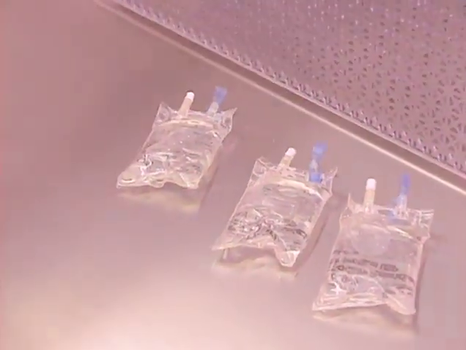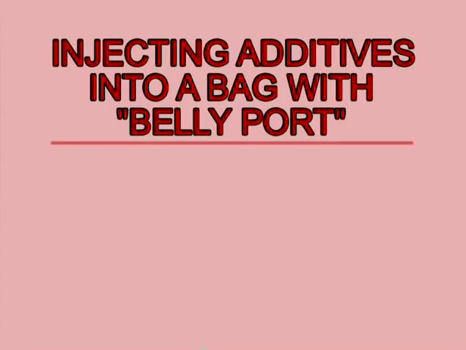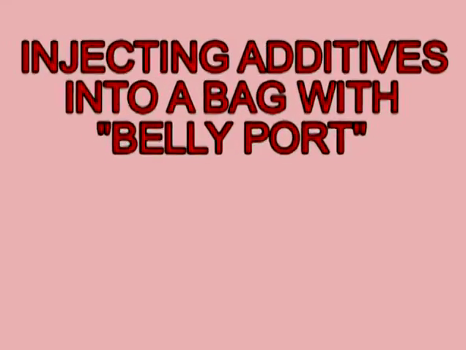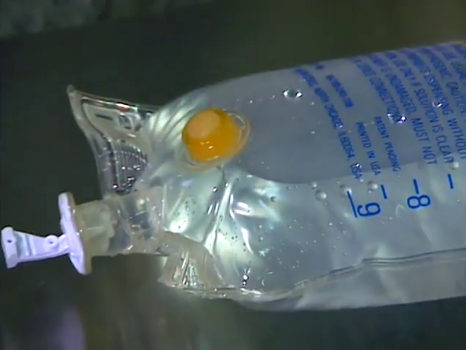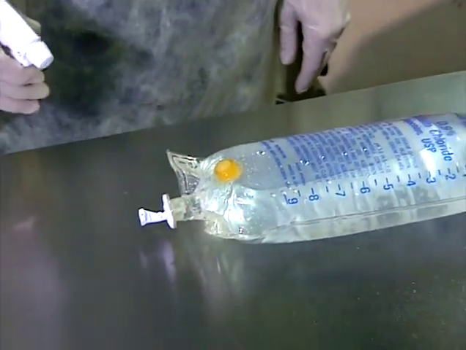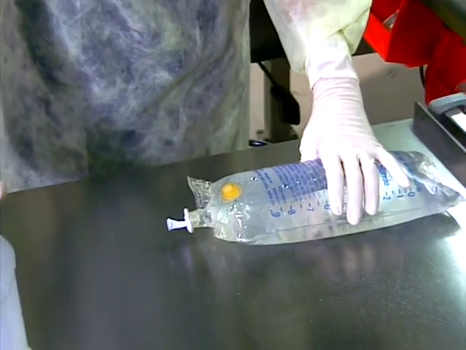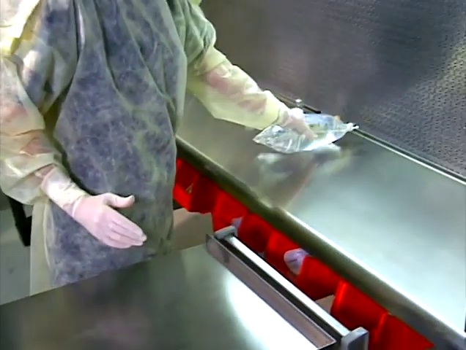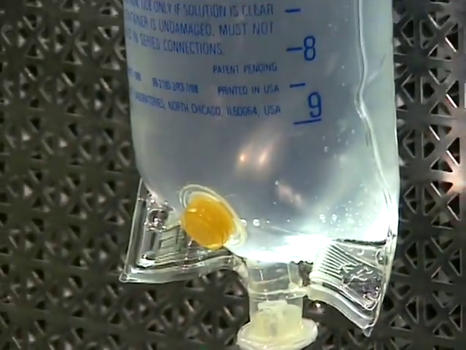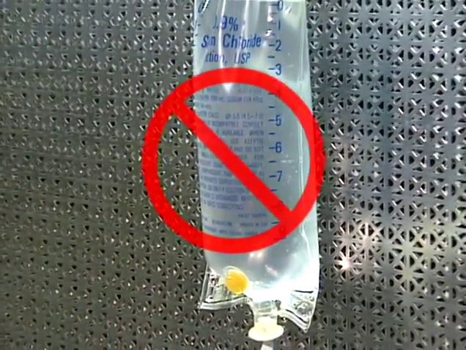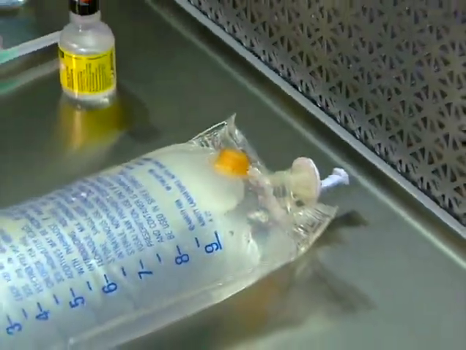Injecting additives into a bag with a belly port. Risk factors for this procedure are similar to the compounding procedures previously discussed. Bags with the additive port on the face of the bag, known as a belly port, should be carefully sanitized prior to loading into the hood, especially in all areas which remain upstream of the critical site. These bags cannot be maintained in first air when hanging from an IV pole, and must be laid on the work surface in a manner which maximizes first air exposure.